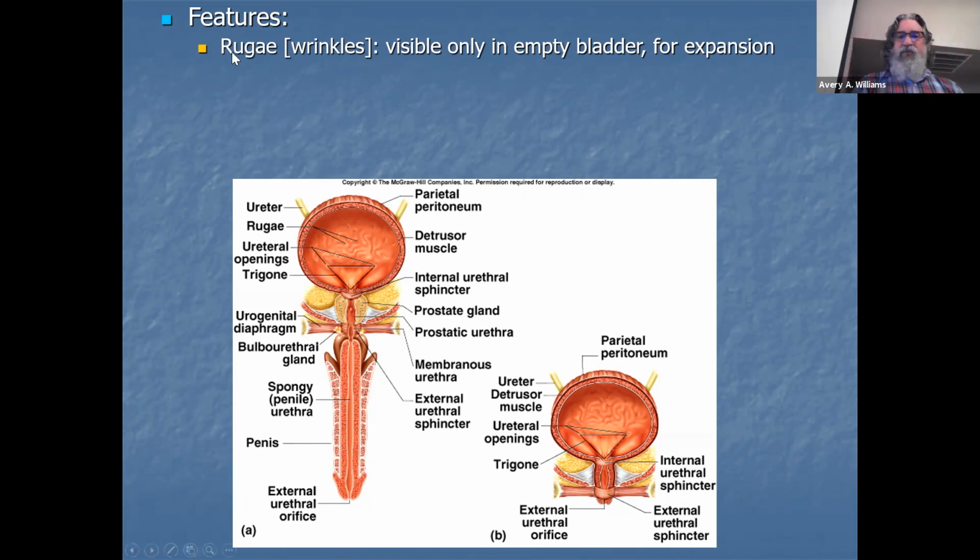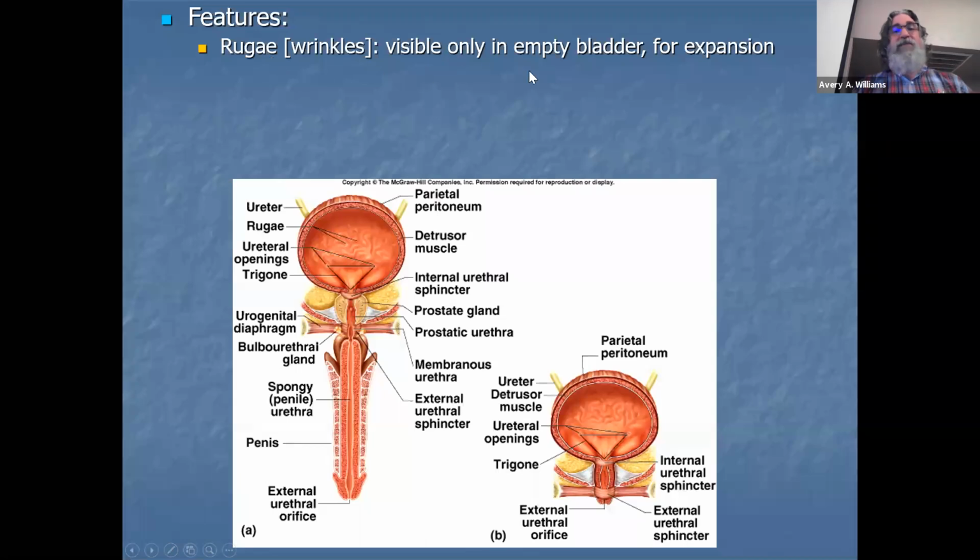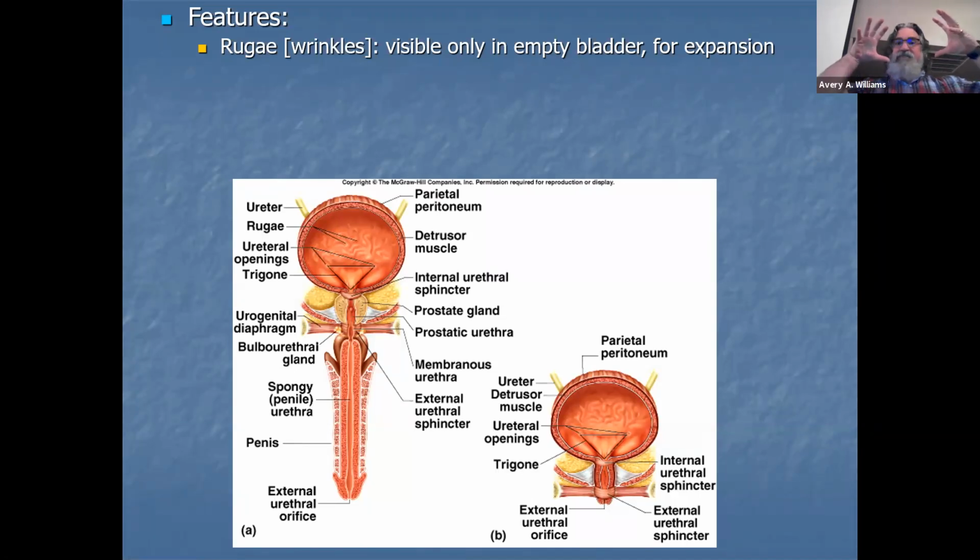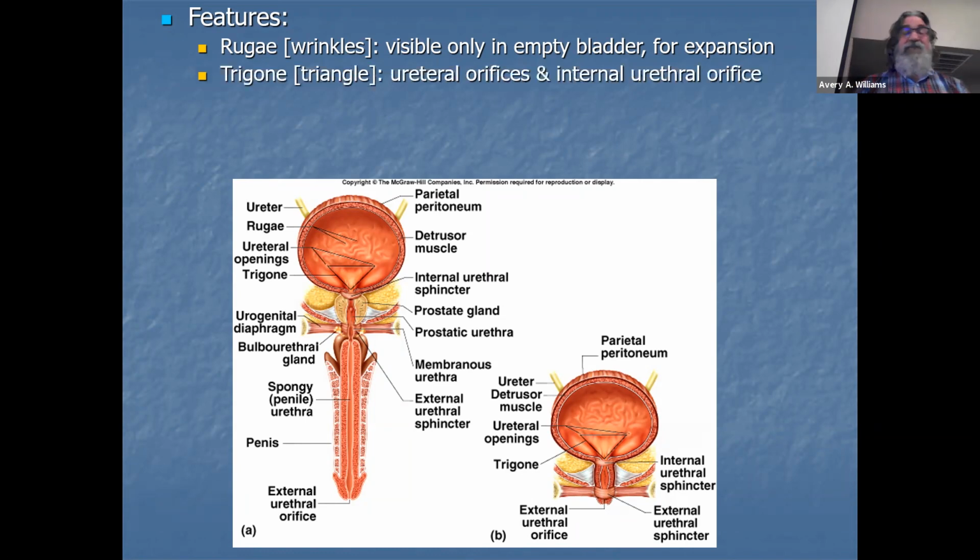And that's why I tell you the rugae of the bladder are visible only in an empty bladder. Makes sense, because if the bladder's distended, the wrinkles kind of disappear. It's like the folds on an accordion. An accordion you play, you pull them out like this, they kind of disappear, but you compress it, they kind of fold out. That's what I think of.